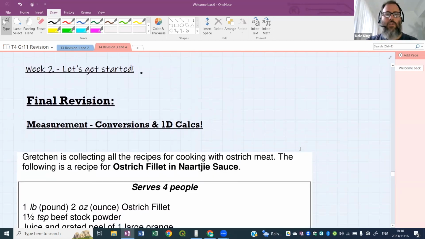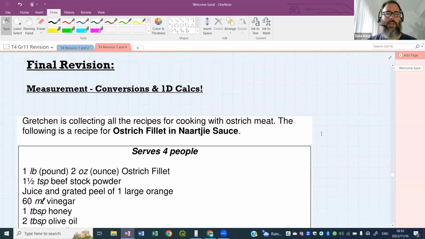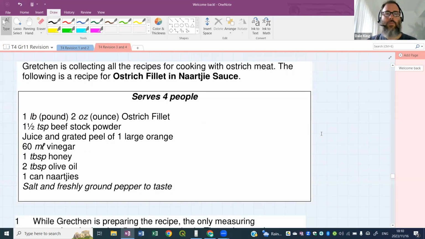We are working with measurement. We finally started measurement. We have measurement today and then Tuesday next week, and then we finish off with maps and plans. So we've got 3 lessons to go. But let's get stuck into the measurement questions already. We're doing conversions and 1D calculations tonight, one-dimensional calculations tonight. So here is the first measurement question.